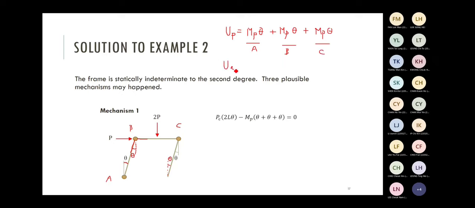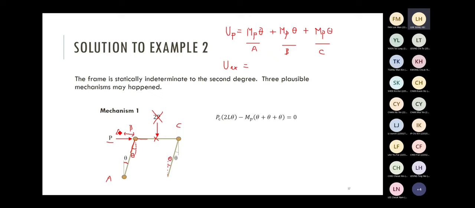External work. External work is equal to the work done due to the external forces. There are 2 external forces. One is horizontal, the other one is 2P. And you can see that for the vertical force, 2P, there is no downward movement at this point. So 2P has no work done, because you cannot see the corresponding movement. Force P, you can see the corresponding displacement.